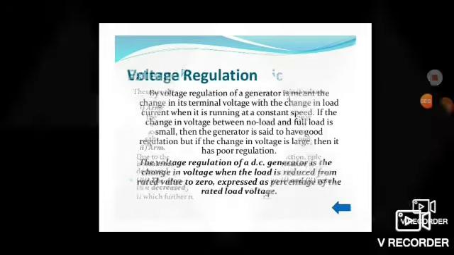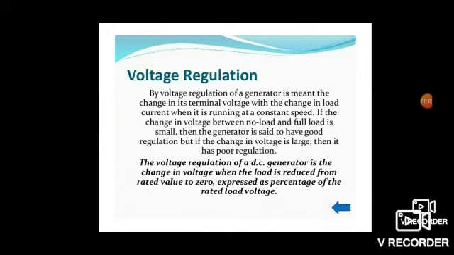Voltage regulation. By voltage regulation of a generator is meant the change in its terminal voltage with the change in load current when it is running at a constant speed. If the change in voltage between no load and full load is very small, then the generator is said to have a good regulation, but if the change in voltage is large, then it has poor regulation. The voltage regulation of a DC generator is the change in voltage when the load is reduced from the rated value to zero, expressed as percentage of the rated voltage.